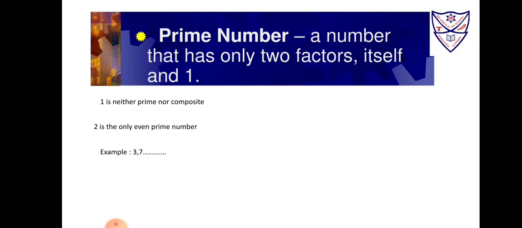Prime number: a number that has only two factors, itself and 1. So prime number means what? The number that has two factors, that is the number itself and 1. There are also some rules of prime numbers. 1 is neither prime nor composite. 2 is the only even prime number. And for the rest of the prime numbers, for example 3, what are the factors of 3? 1 and the number itself, that is 1 and 3. If we take 7, then the factors of 7 are 1 and 7, that is the number itself.